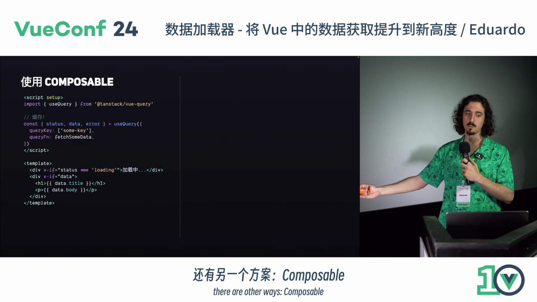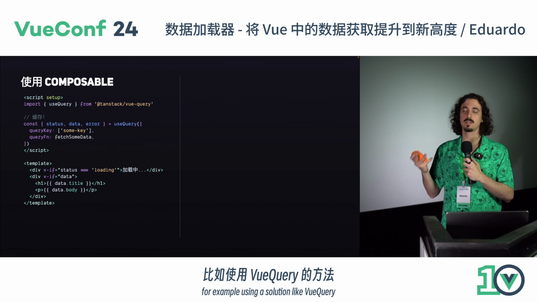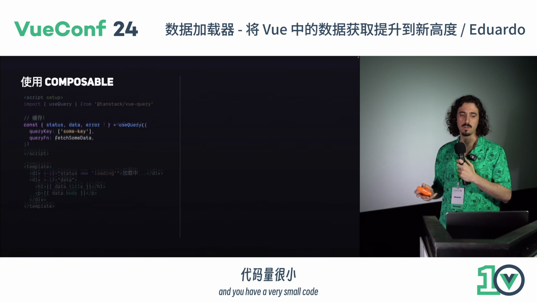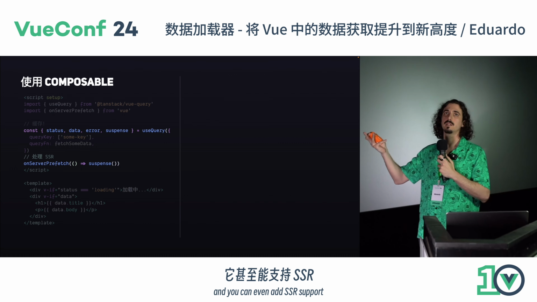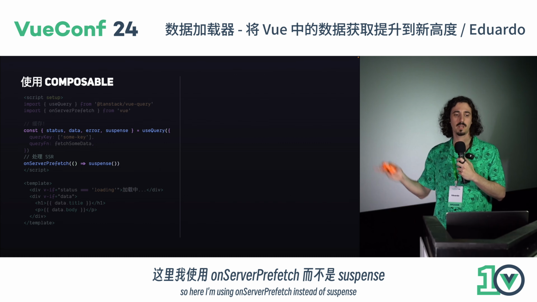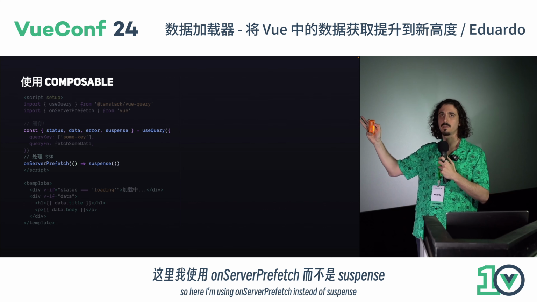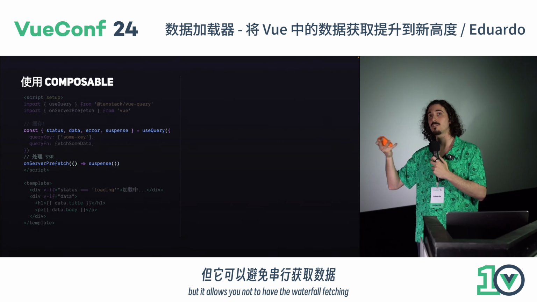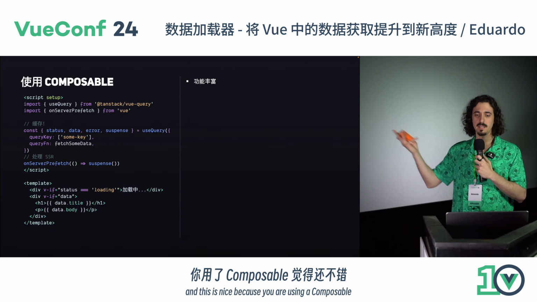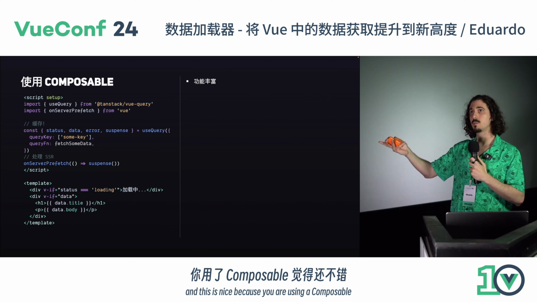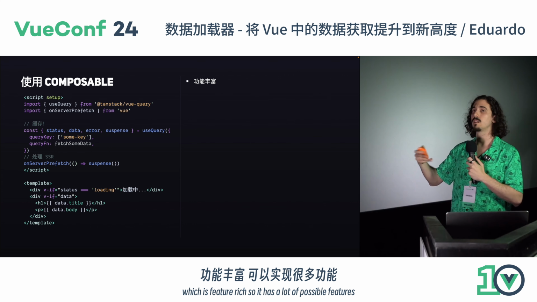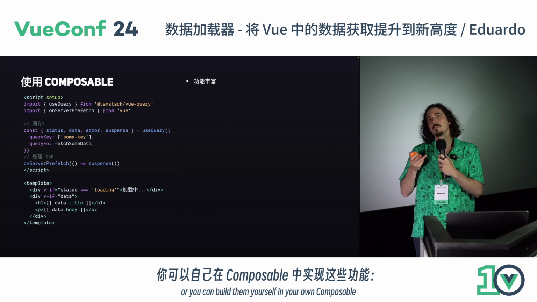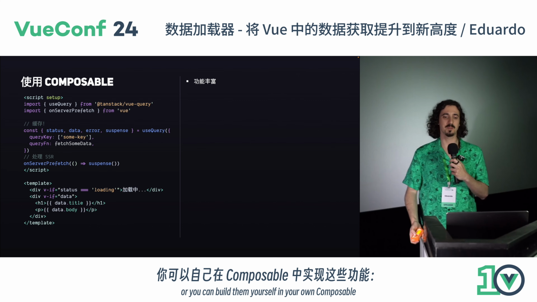There are other ways: composables. For example, using a solution like Vue Query, you have very small code, and you can even add SSR support very easily. Here I'm using onServerPrefetch instead of suspense. It might look a little bit weird, but it allows you not to have the waterfall fetching. And this is nice because you're using a composable, which is feature-rich. It has a lot of possible features and options that you don't have otherwise, or you can build them yourself in your own composable.